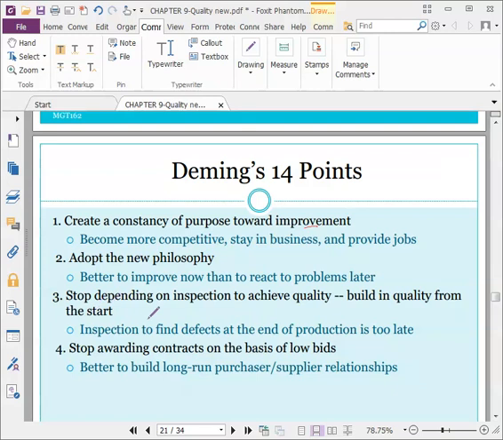Okay, and then the third one is stop depending on inspection to achieve quality. Okay, build in quality from the start. Inspection to find defects at the end of the product is too late. Okay, maksudnya jangan kita harapkan ataupun kita nak maintain ataupun kita nak make sure the quality terjaga. Okay, bukan start daripada akhir lepas kita dah siap produk tersebut.